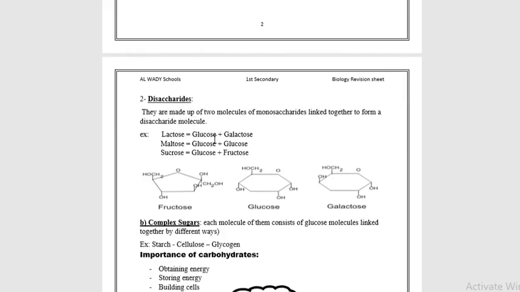It is a reaction between 2 molecules of monosaccharide that make links between them to form disaccharide, like the reaction between two molecules of glucose to form maltose, or the reaction between glucose and galactose to form lactose, and glucose plus fructose, which forms sucrose.